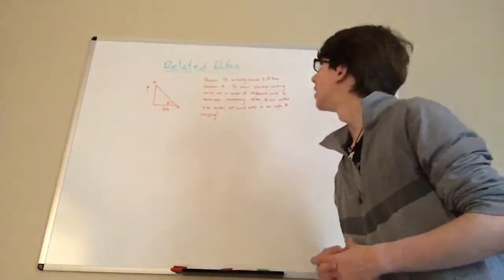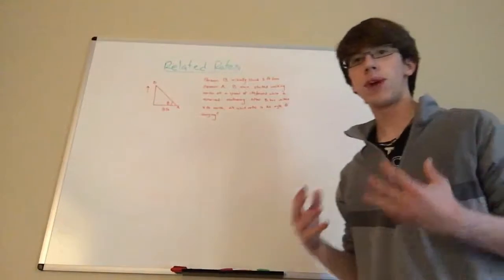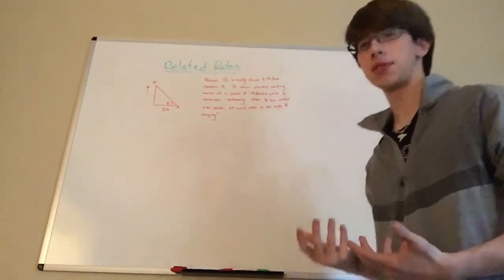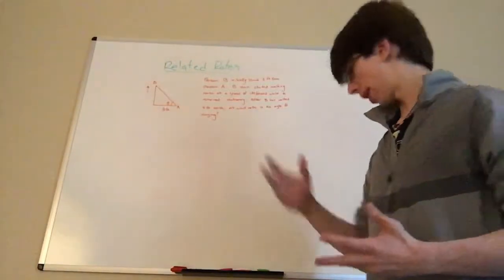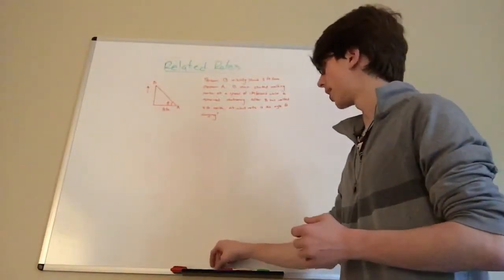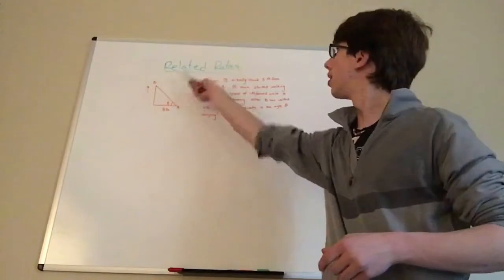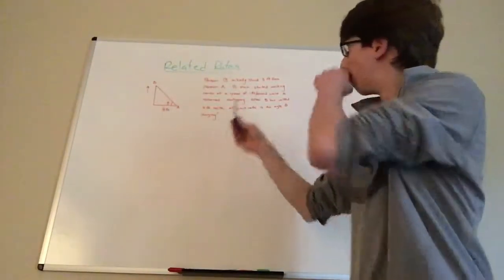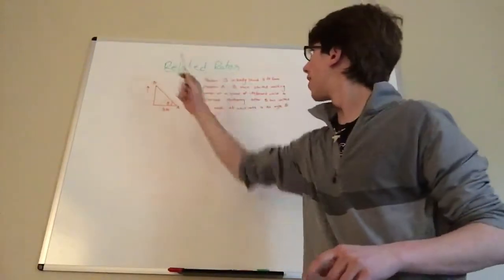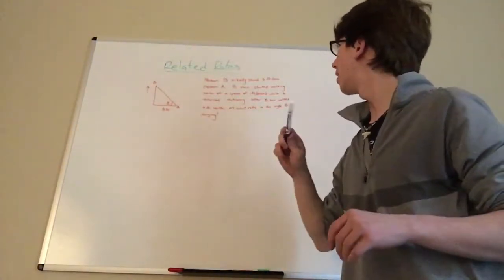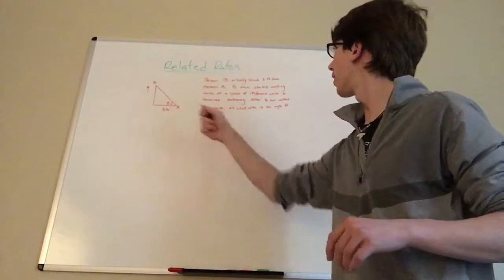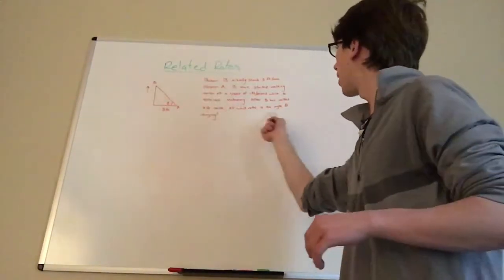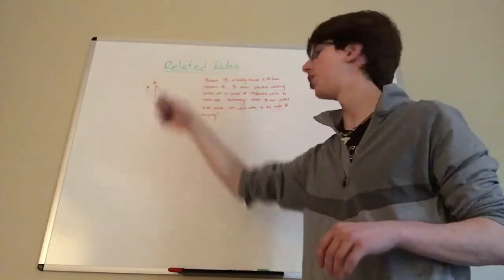Related rates is a way to apply differentiation to real-life examples. So here we have such an example. Person B initially stood 3 feet from person A. B then started walking north at a speed of 1 foot per second, while A remained stationary. After B has walked 4 feet north, at what rate is the angle theta changing?